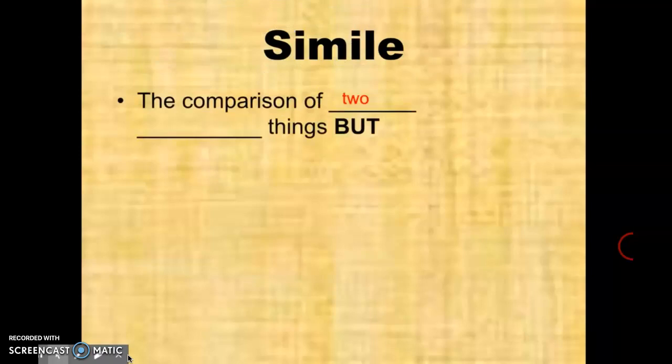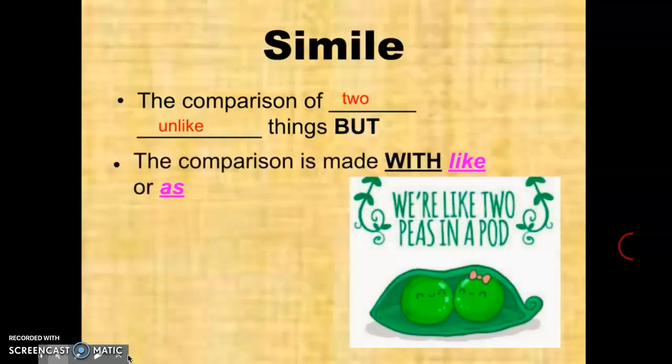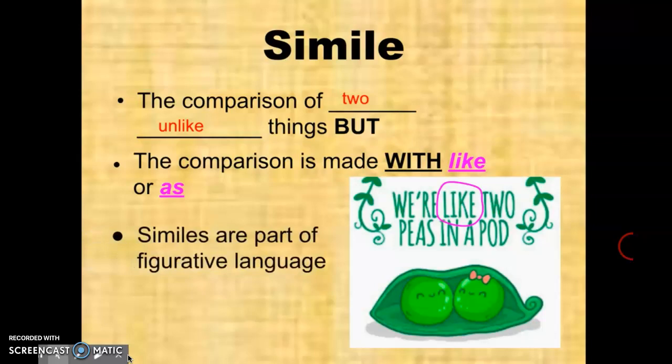Next, we have simile. This is also the comparison of two unlike things, but the comparison is made with like or as. For example, we are like two peas in a pod. Similes are also part of figurative language.